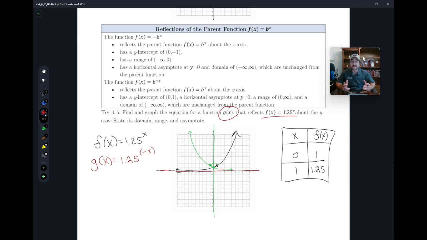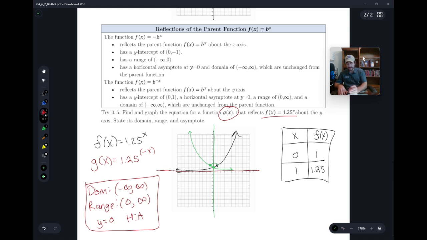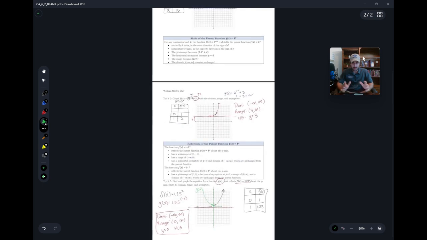Does it ask for anything else? It does. It asks for the domain. Let's go ahead and get that. The domain didn't change. It still goes left forever and right forever, negative infinity to infinity. The range did not change because we didn't shift up or down. So we're still going from 0 to infinity. And the asymptote did not change. We still have y equals 0 as our horizontal asymptote. And that green function is our g of x, or our y-axis reflection of f of x.